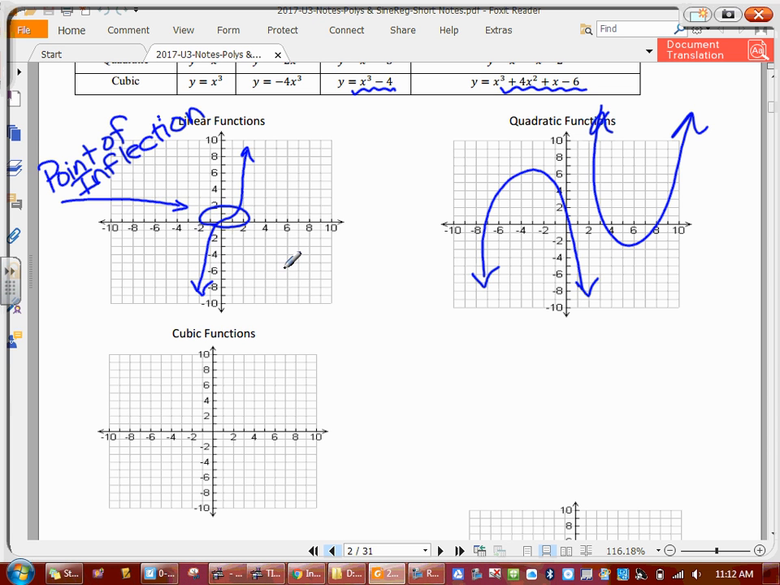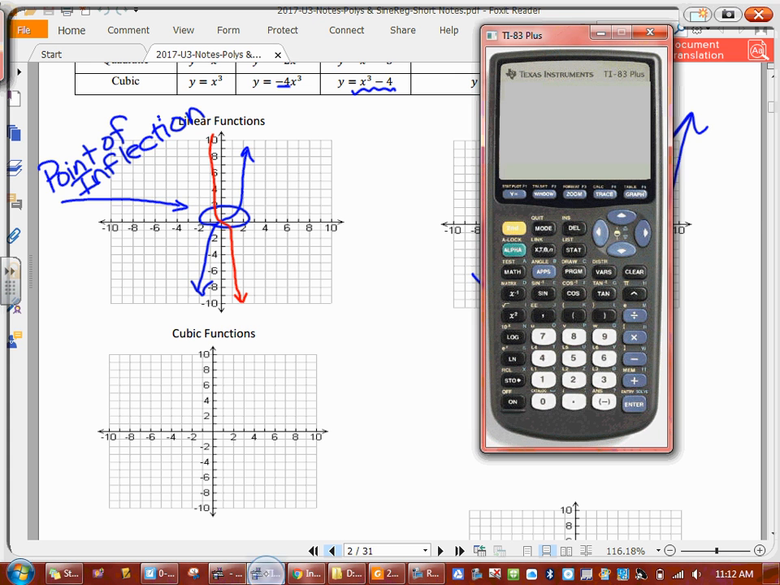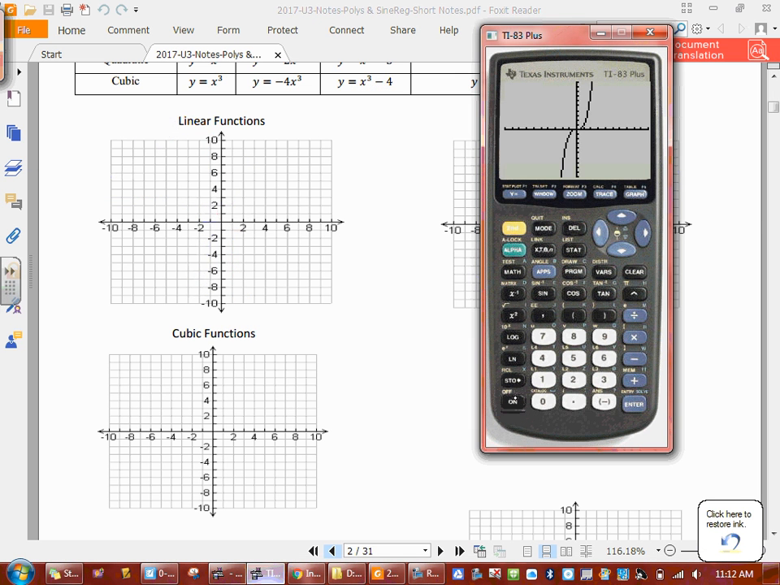What do you think the -4 is going to do to our graph? It's going to go down. What else do you think it's going to do? Narrow. Good. So this one is going to be really close to the y, and it's just going to go down. So let's check it on our y equals in our calculator. So now I'm just going to go down to the second one, and I'm going to put in -4 x cubed.